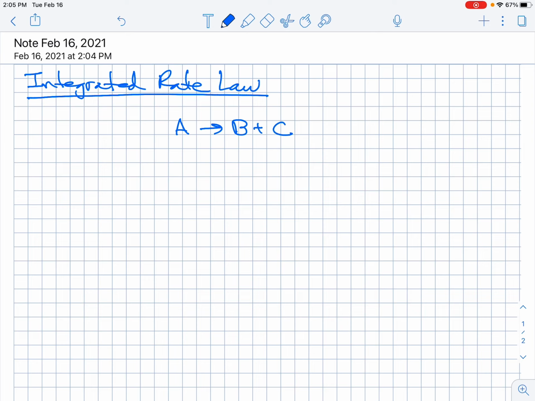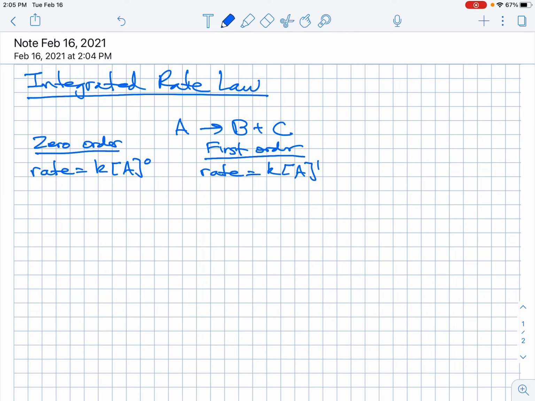And we saw that there are three possibilities. There's rate equals k times the concentration of the reactant to the zero power, and that's referred to as a zero order reaction. We could have rate equals k times concentration to the first power. That's known as a first order reaction. And we could also have rate equals k times concentration to the second power, and that is known as a second order reaction.